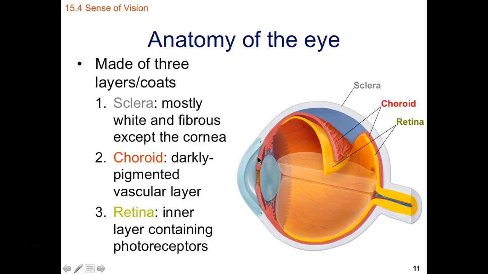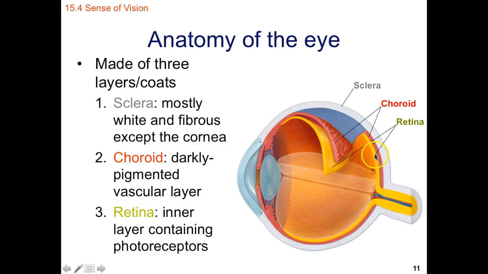Our second layer, or middle layer, is going to be the choroid. This red, it's actually more brown in histology slides, pigmented layer here. And this is that dark brown color, or dark red color, because it's very vascular. There's lots of blood vessels in this area.